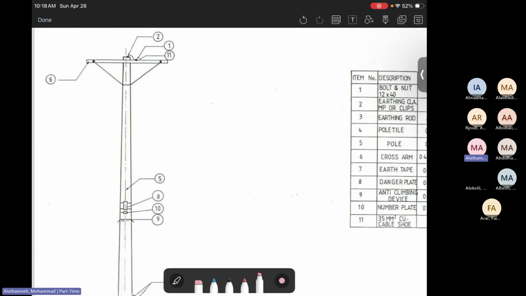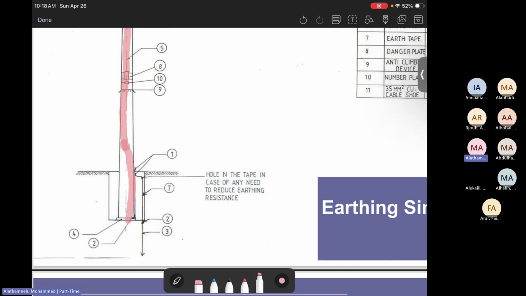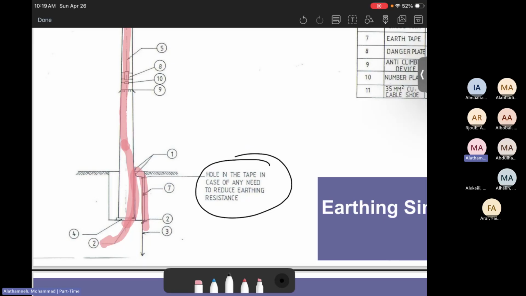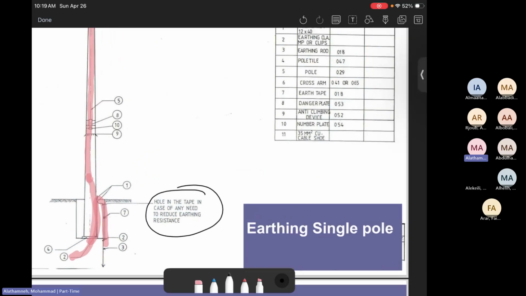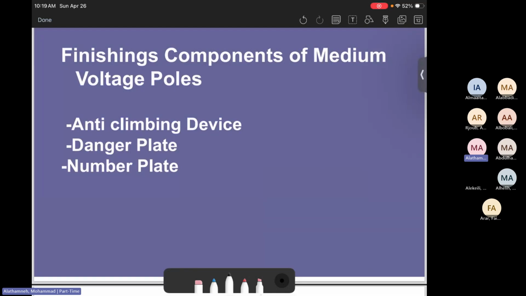Here is the ground of the single pole, almost the same concepts. Here's the ground level, then it goes here, a hole in the tape case, and you need to reduce the earthing resistance, so we can control the earthing resistance as well from there. Okay, finishing components of the medium.